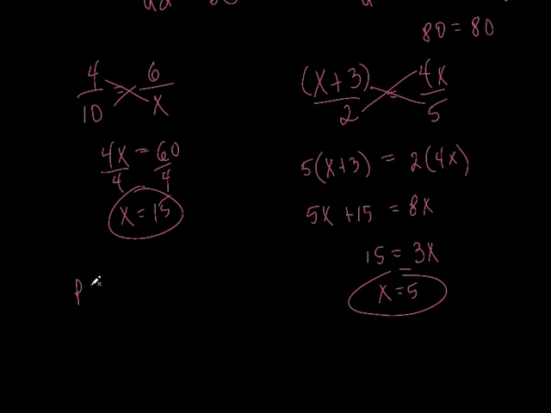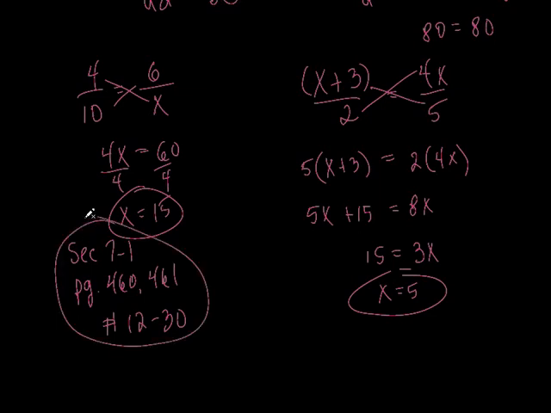So it's pages 460, 461, and we're doing 12 to 30. Okay, and that's section 7.1. How about all of them? It's not much. Okay, so there you go. You're doing 12 to 30 in section 7.1, and that's due tomorrow. Enjoy.